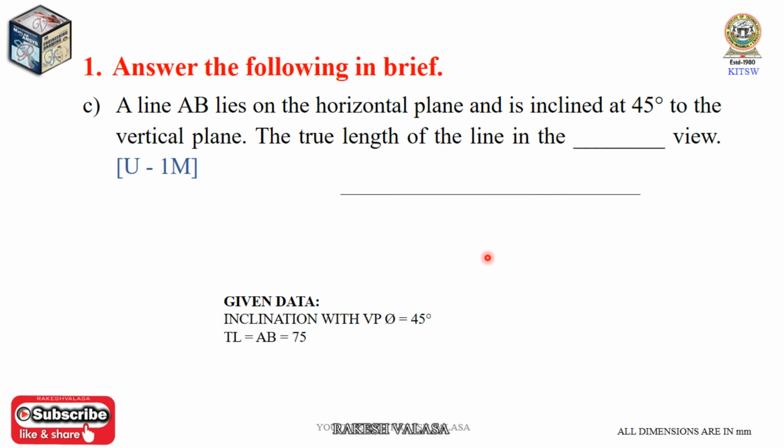Just draw the XY line. Here the line is inclined 45 degrees to the vertical plane. AB lies on the horizontal plane. So from this XY, draw 45 degrees with the vertical plane. AB length is 75. It makes 45 degrees with the vertical plane. We can see the true shape only in the top view. In the front view, we can see the reduced length. This is the AB top view.